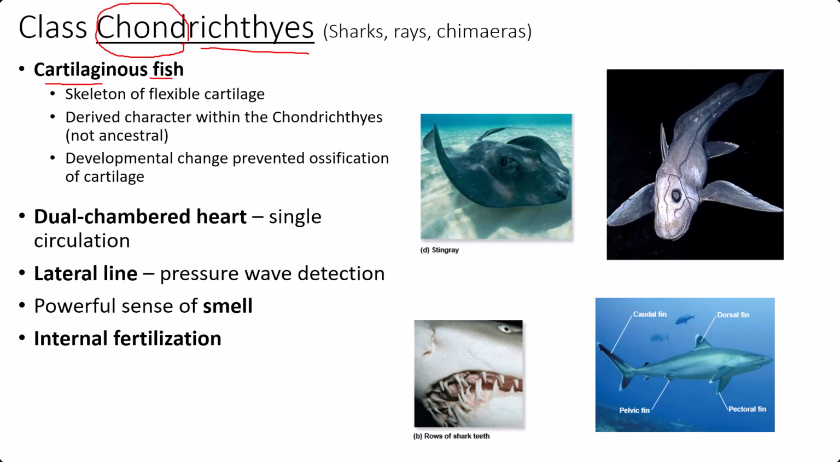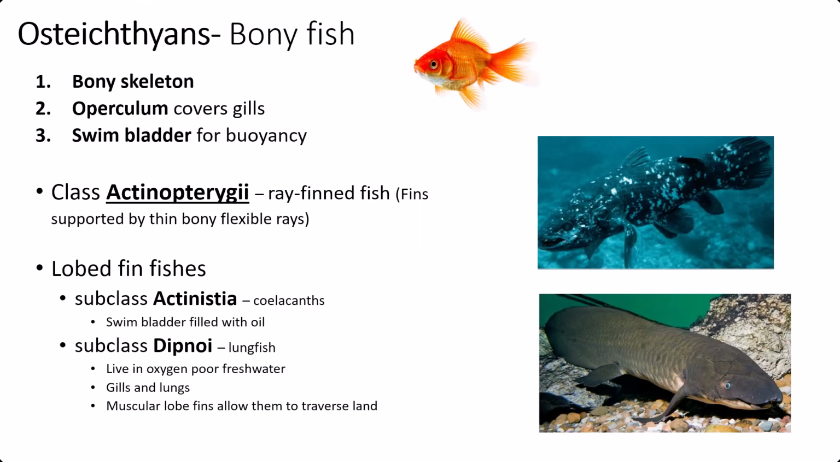They have a lateral line system for pressure wave detection. They have a very powerful sense of smell and internal fertilization. So again, chondrichthyes, cartilaginous fish: sharks, skates, rays, chimeras. That brings us to the osteichthyes: oste, bone, ichthy, fish. These are the bony fish. They have an operculum to cover their gills.